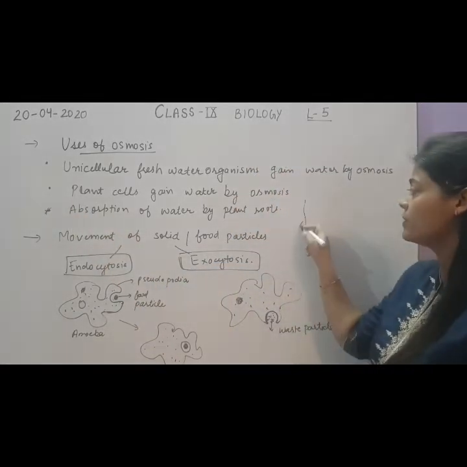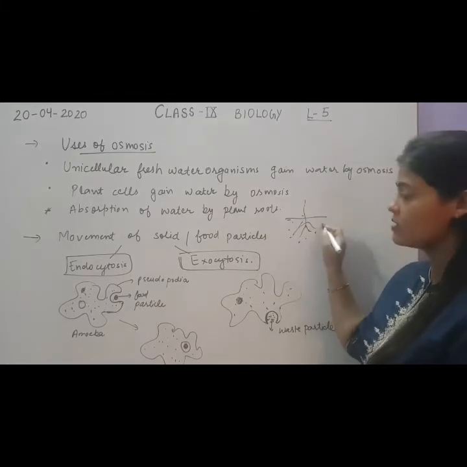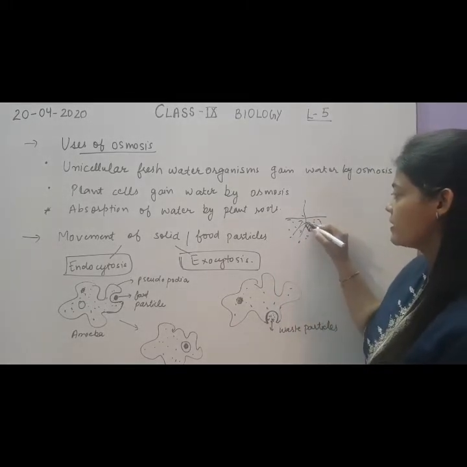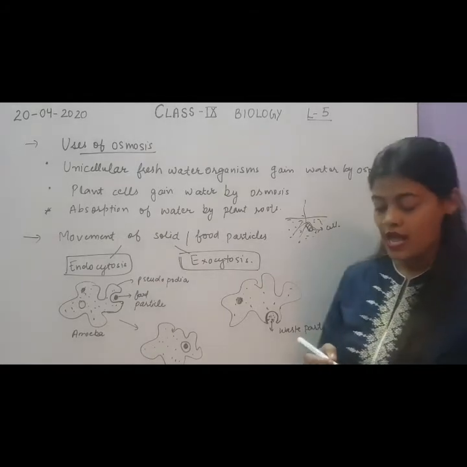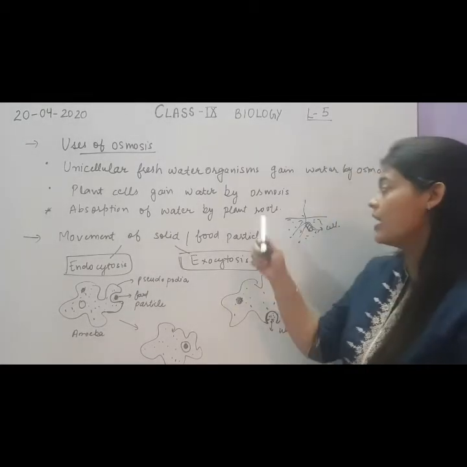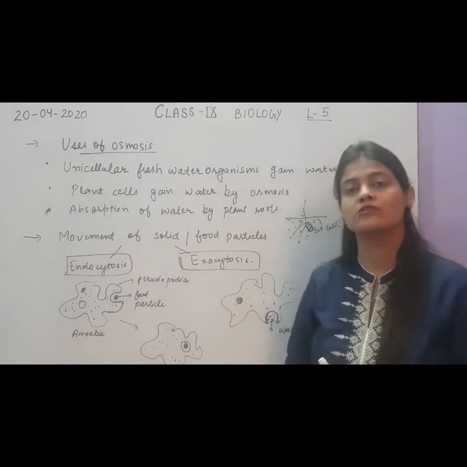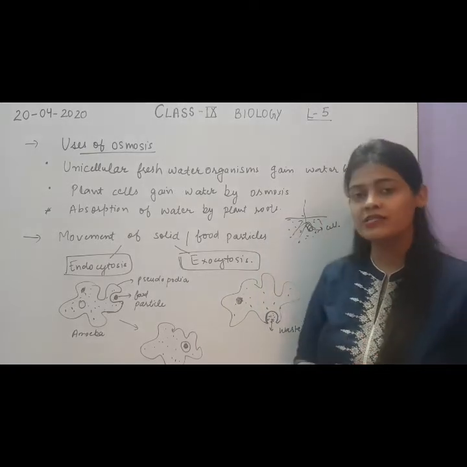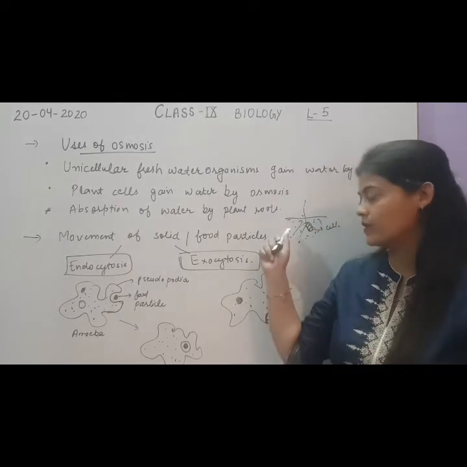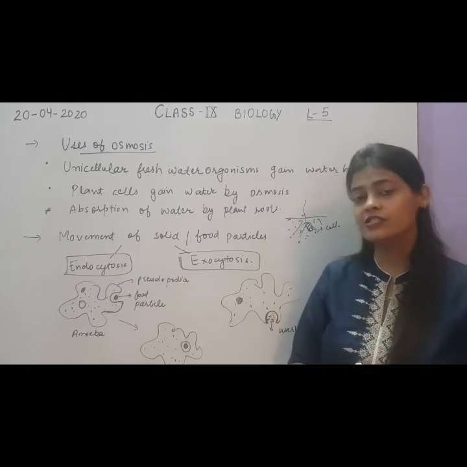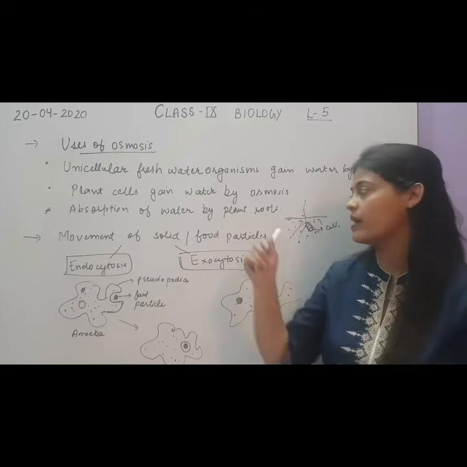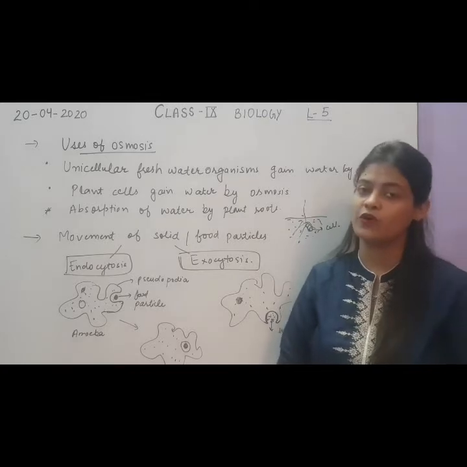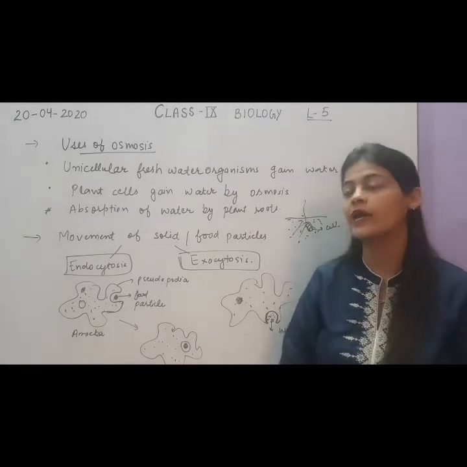So you know that the roots of the plants take water from the soil. So the soil will act as a surrounding medium for the cells inside the root. Like this is the cell inside the root, and the soil will act as a surrounding medium, and they will absorb water by the process of endosmosis, because when we give water to the soil, the water concentration inside the soil will be more as compared to the plant root cells, due to which the water will move inside the plant root cells by endosmosis. So that is an important point: absorption of water takes place by plant roots through endosmosis.